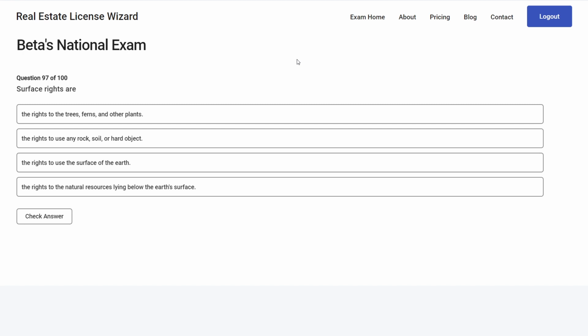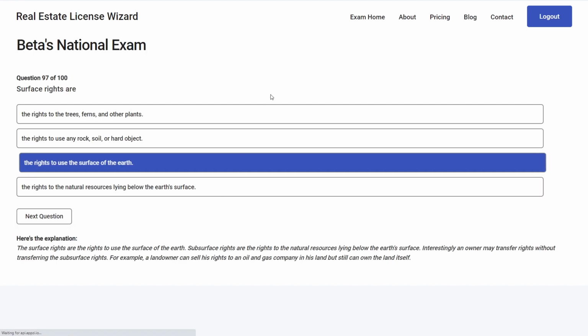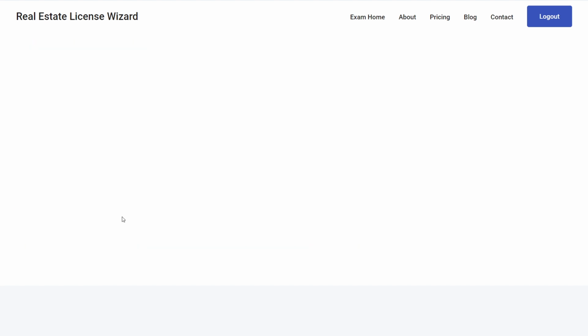All right, this one's pretty straightforward, pretty easy one. It's the rights to use the surface of the earth. So remember earlier we were talking about subsurface rights. That was obviously resources below. When you think sub, think of below. And regular surface rights is just the rights to use the surface of the earth.